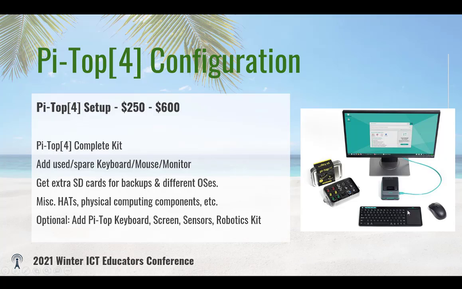The Pi Top 4. This is the Pi Top 4 right here. This is a ruggedized version of the Pi Top. It's an expensive version of the Pi Top. It's about $200 for that device. You need a keyboard, a mouse, and a monitor at that point still, so that's why it's $250 is the minimum. They do have a robotics kit coming.